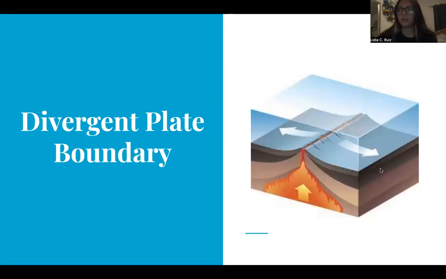Now, I'm going to talk about the divergent plate boundary, where volcanic eruptions and shallow earthquakes are common as plates are ripped apart. So in this image, you can see how plates are moving away from each other, which causes magma to go upwards.